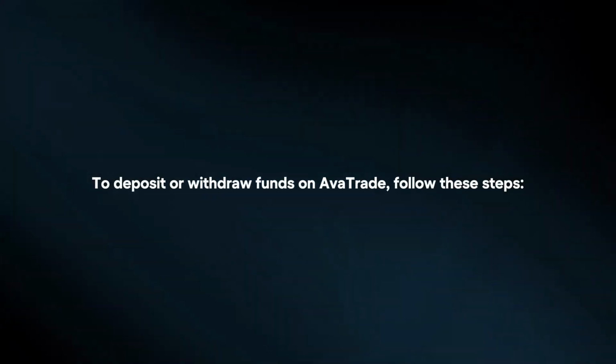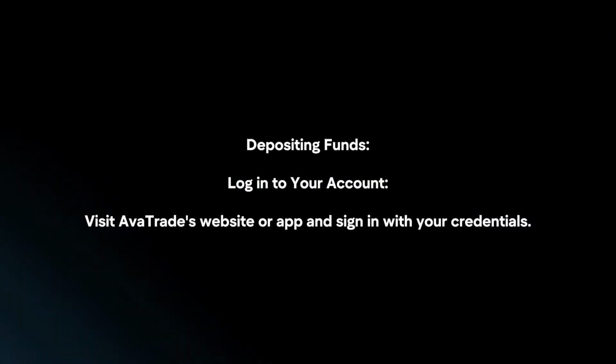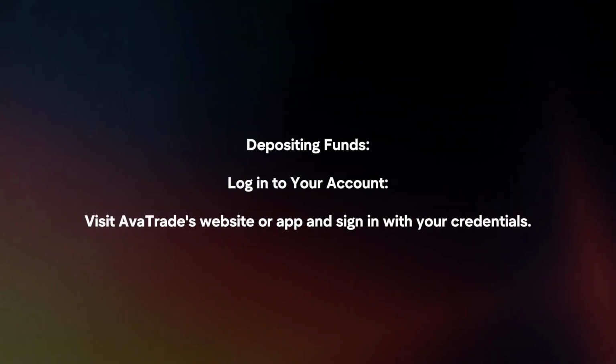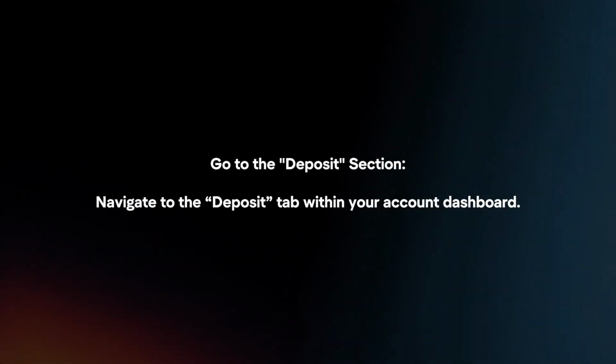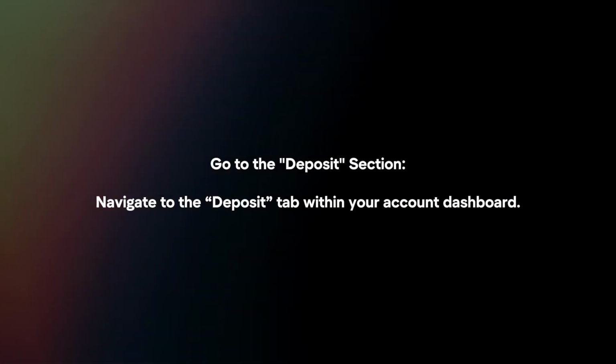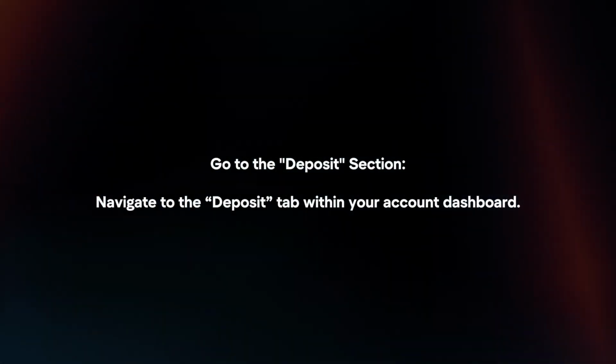To deposit or withdraw funds on Avatrade, follow these steps. Depositing funds. Log into your account. Visit Avatrade's website or app and sign in with your credentials. Go to the deposit section. Navigate to the deposit tab within your account dashboard.